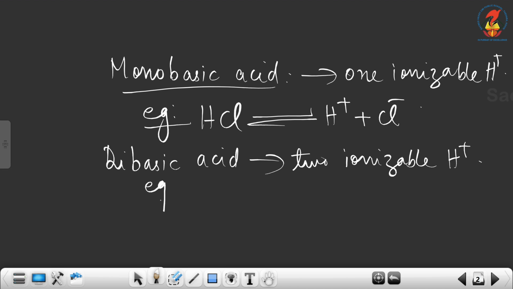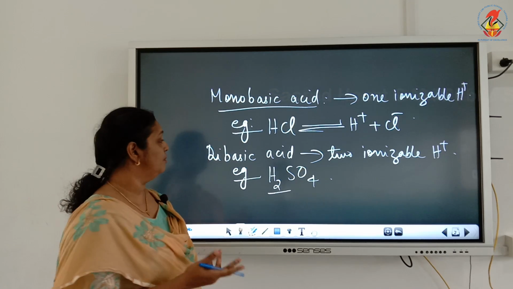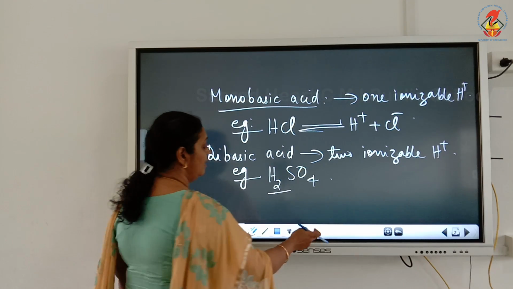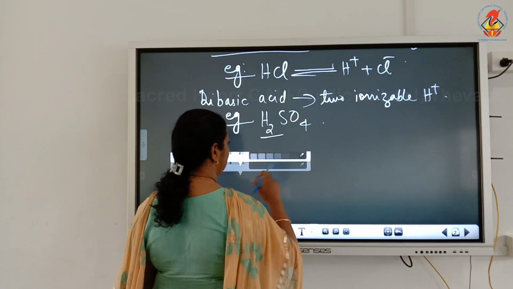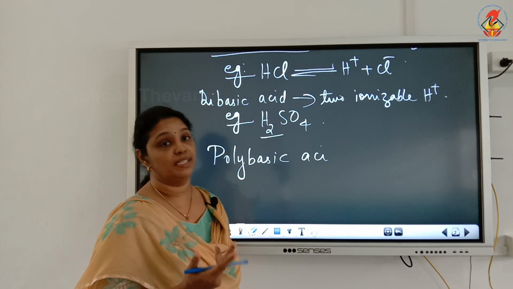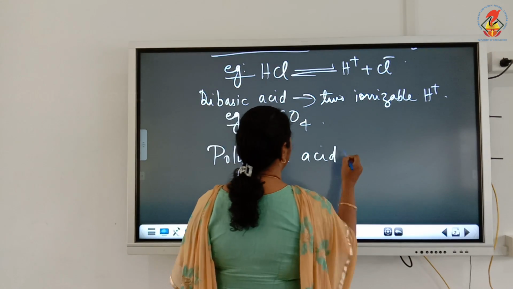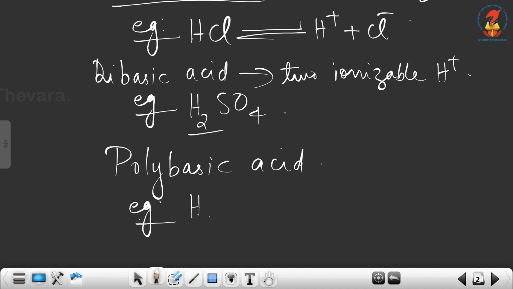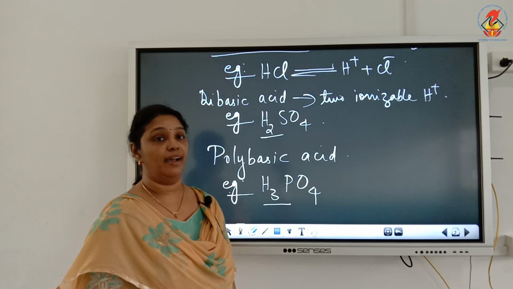For example, H2SO4. We have two ionizable H plus ions, so it's a dibasic acid. Now we have polybasic acid. Polybasic acid means two or more than two ionizable H plus ions. For example, H3PO4. It's a polybasic acid because there are three ionizable H plus ions.